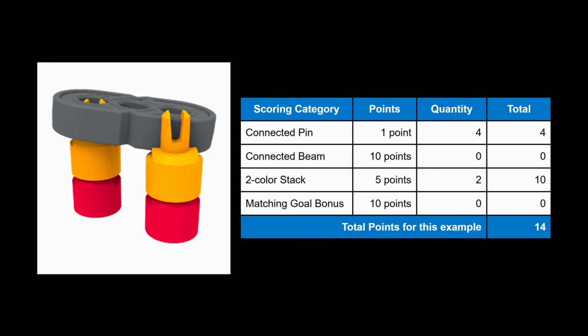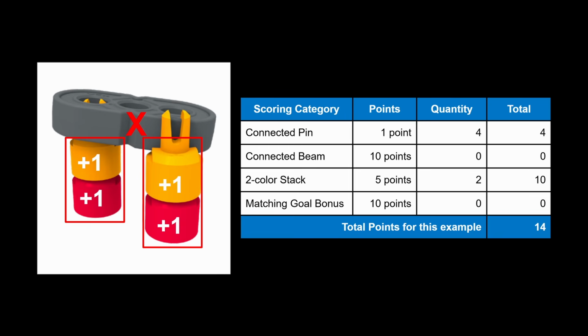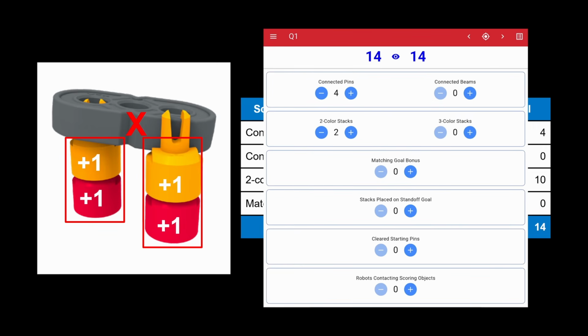Okay, so what do you think this one is worth? So this is worth 14 points. That gray beam is not fully nested to the pins, so it's worth nothing. But the 4 pins are worth 4 points, and they are both 2-color stacks worth 5 points each, so 10 total there. And here's what it would look like on the tablet.